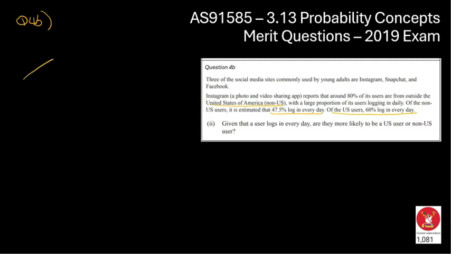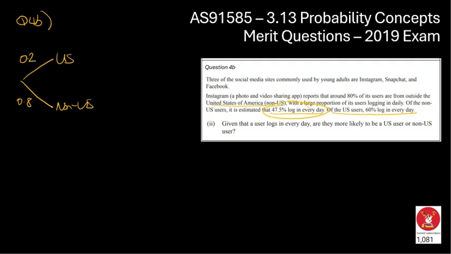So my first split is going to be, are they a US user or are they a non-US user? And we know the probabilities of that. It said outside the US is going to be that 80%. So that means this group here down is going to have a probability of 0.8, which means the US would be 0.2 as their probability.